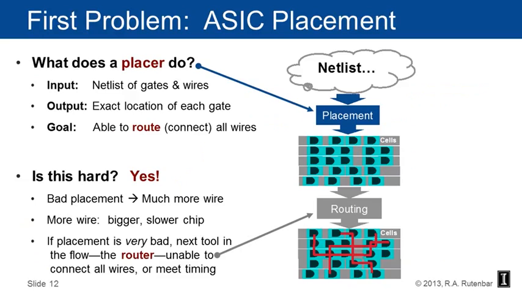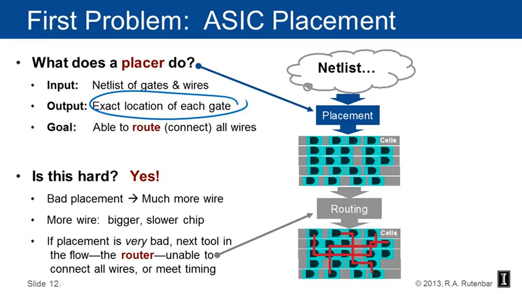So what's our first problem as we actually talk about layout in our MOOC? Our first problem is placement, and I've got a nice little diagram here. Up at the top there's a picture of a netlist. The netlist goes through a box that says placement, and that turns into a bunch of rows of little gates in standard cells. That goes into a box that's called routing, and suddenly little wires appear that connect all the gates. What does a placer do? A placer starts with a netlist of gates and wires, and the output is the exact location of each gate. Where does it go?